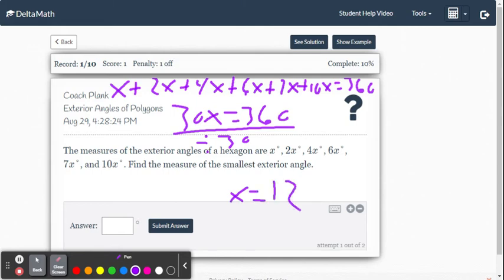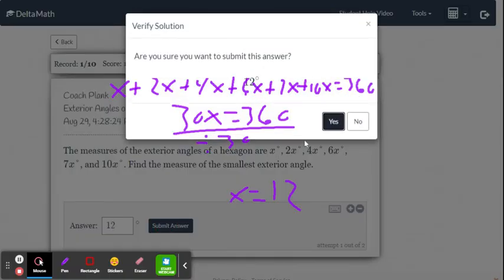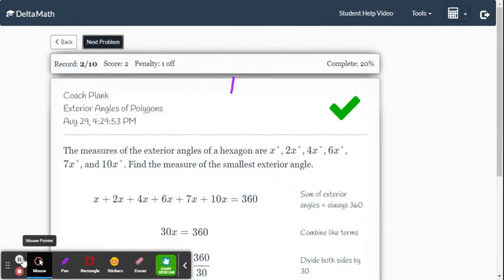Now, again, this is the smallest exterior angle, which is just going to be 1x. So this answer is going to be just 12. But again, if they had asked for the largest angle, it would have been 10x. So 10 times 12 is 120. So just make sure you read which angle it wants. Submit. And there you go.